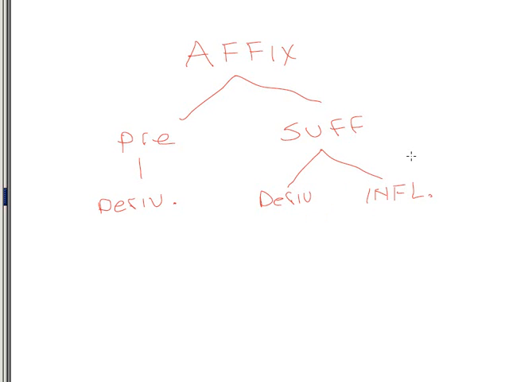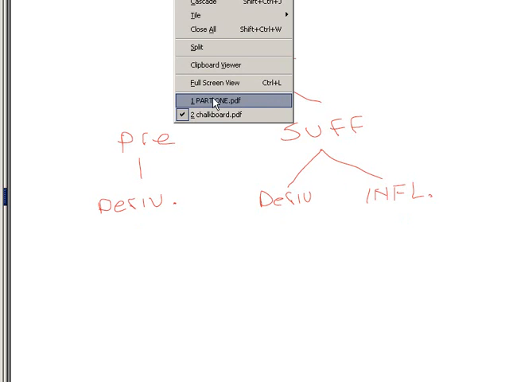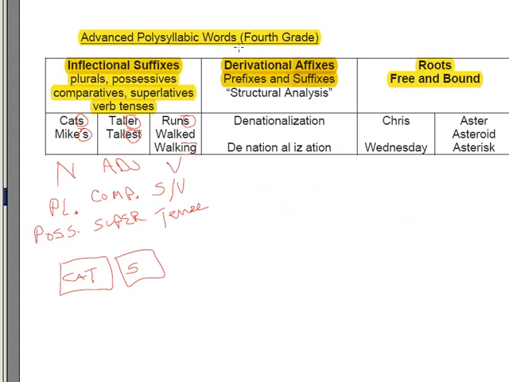Okay, so affixes divide into prefixes and suffixes. Some affixes are derivational in nature, others are inflectional in nature. So go ahead and copy that down, and we're going to come back to the slide after we look at some structural analysis together. So let me flip back over to our notes page, and let's take a look at structural analysis first, and then we'll look at really what the distinction between an inflectional suffix and a derivational affix is. Okay, so we've got the word denationalization.